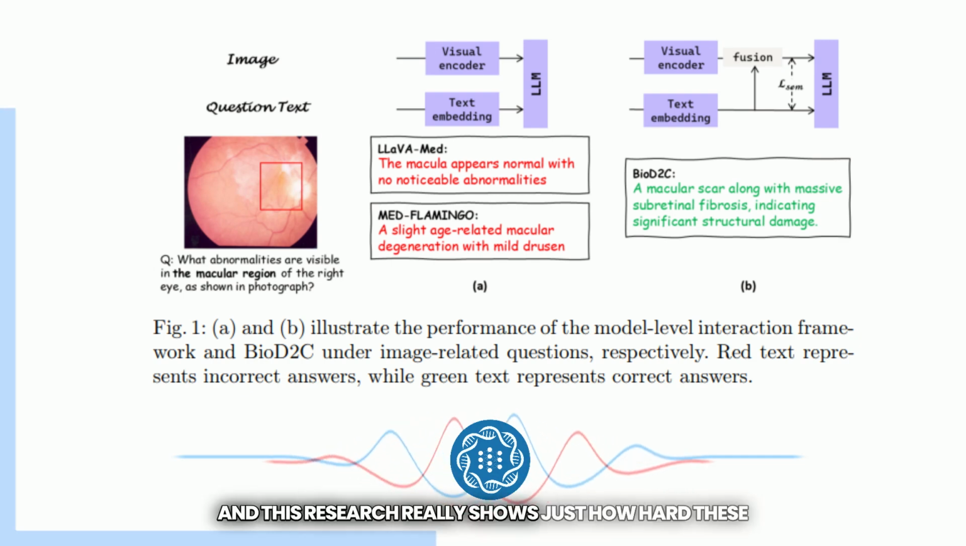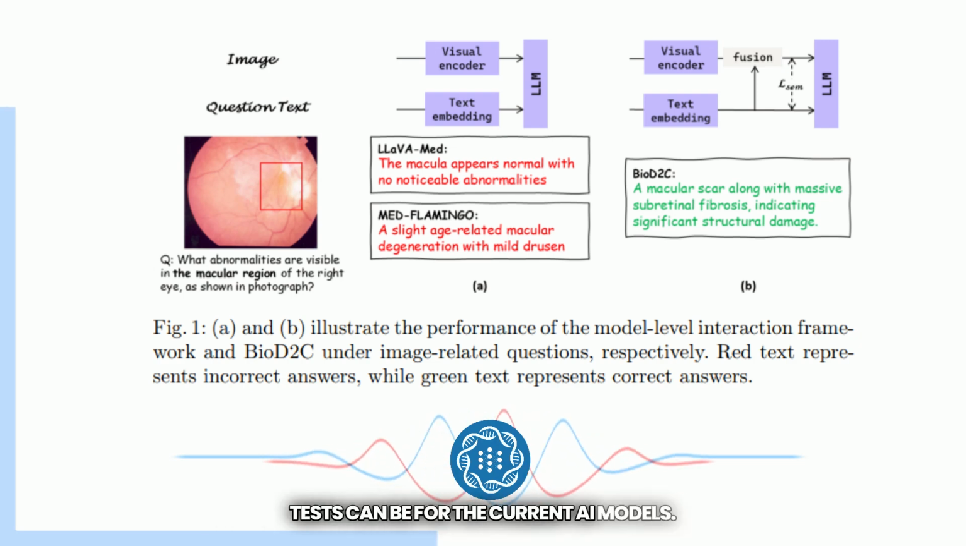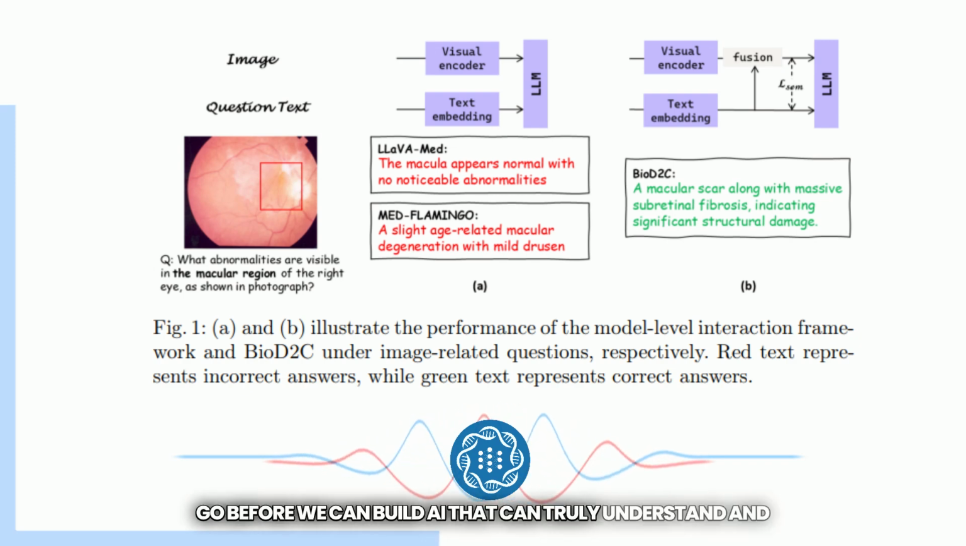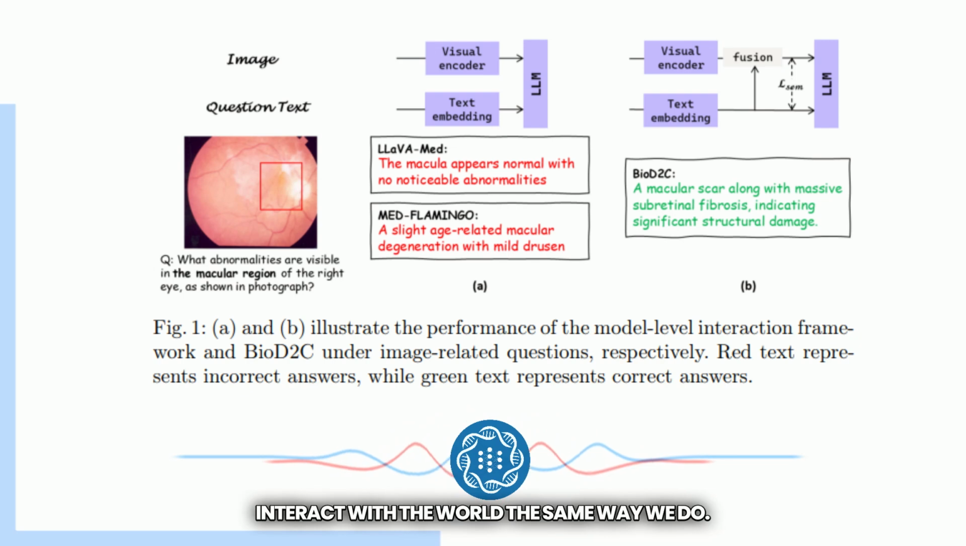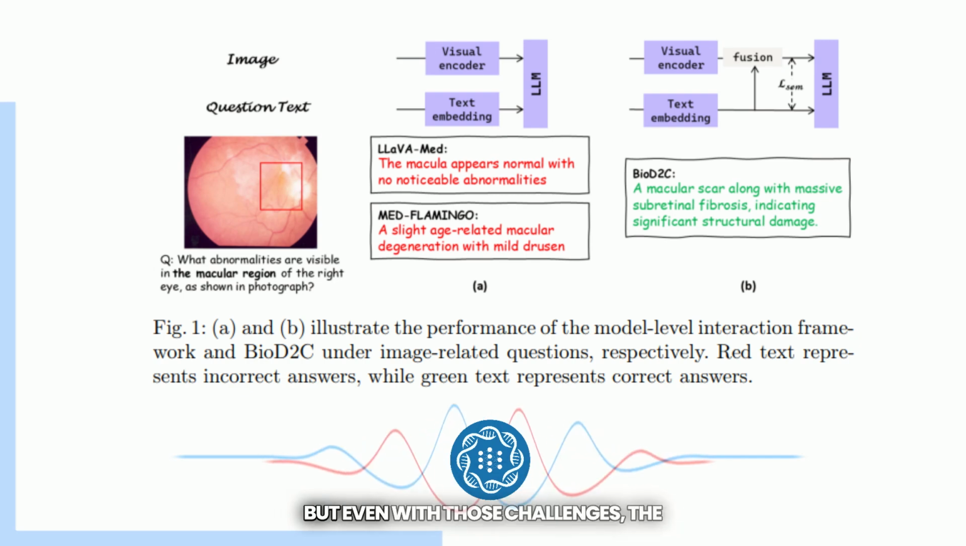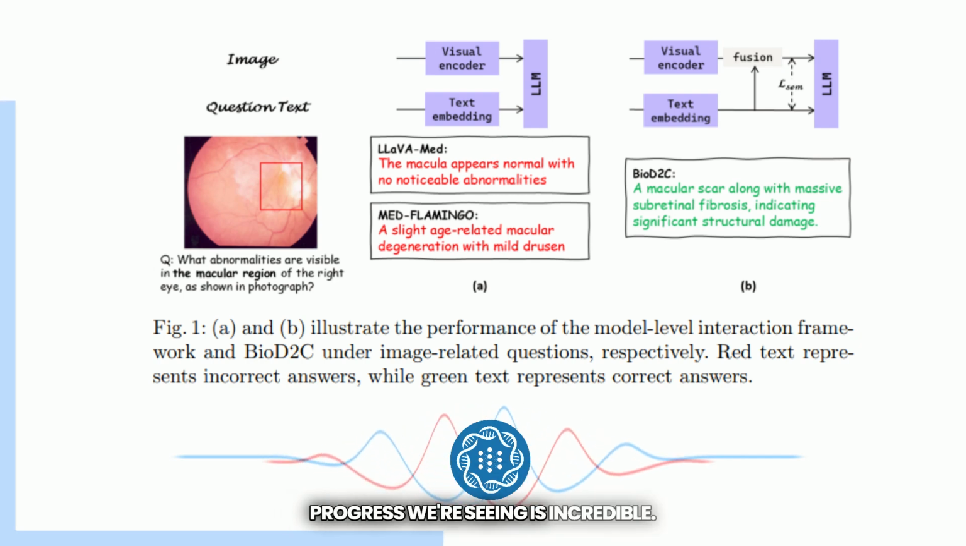And this research really shows just how hard these tests can be for the current AI models. It's a reminder that we still have a long way to go before we can build AI that can truly understand and interact with the world the same way we do. It's all about setting realistic expectations and remembering that AI is still evolving. But even with those challenges, the progress we're seeing is incredible.